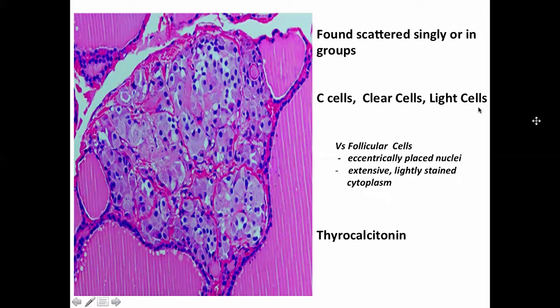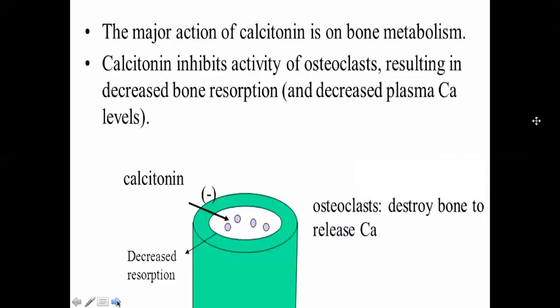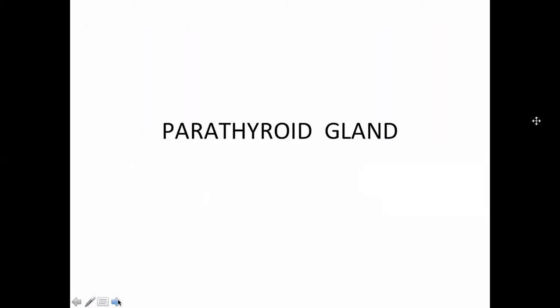Versus your follicular cells, they have eccentrically placed nuclei and extensive, lightly stained cytoplasm. They produce your thyrocalcitonin. The major action of calcitonin is in bone metabolism. They inhibit your osteoclasts, therefore decreasing bone resorption.